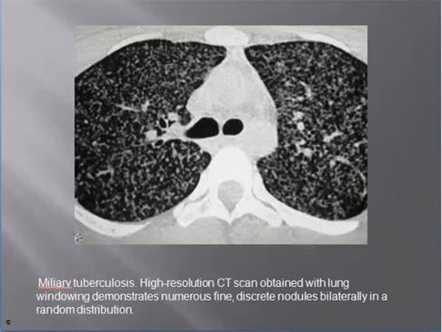Here you see the lung fields are studded with fine nodular lesions, and this is miliary tuberculosis. High resolution CT scan obtained with the lung windows demonstrates numerous fine discrete nodules bilaterally in a random distribution. So this is a case of miliary spread of pulmonary tuberculosis.